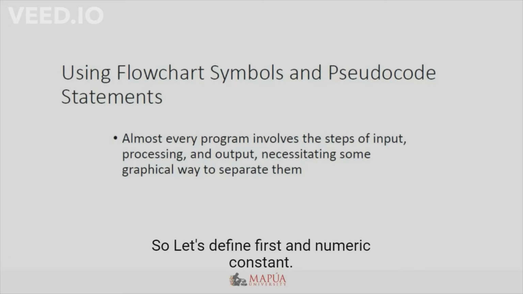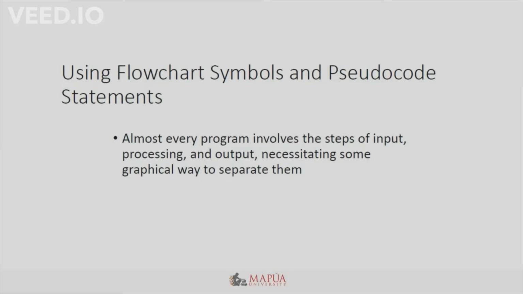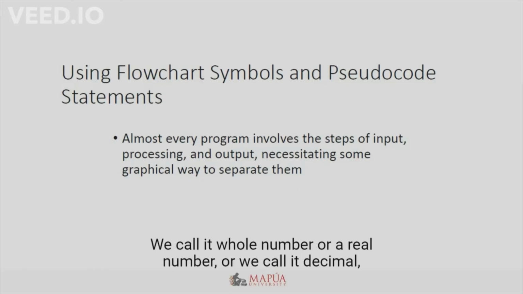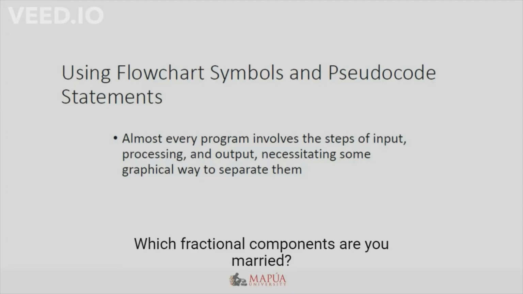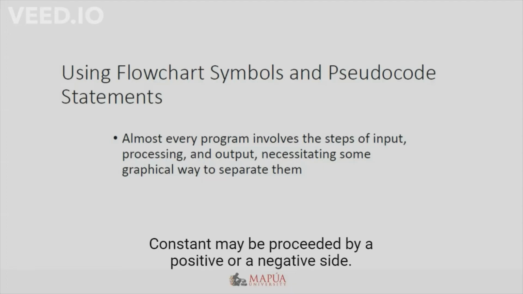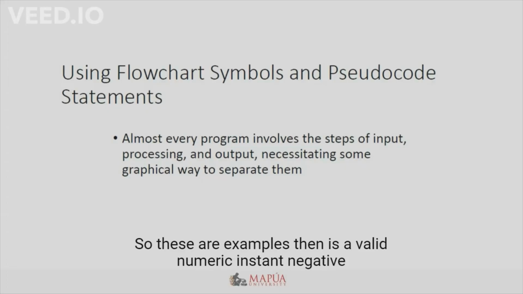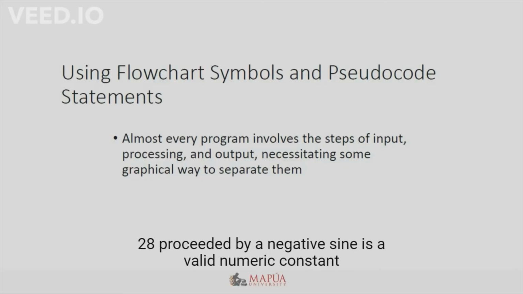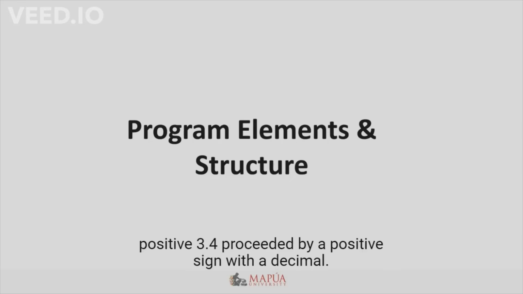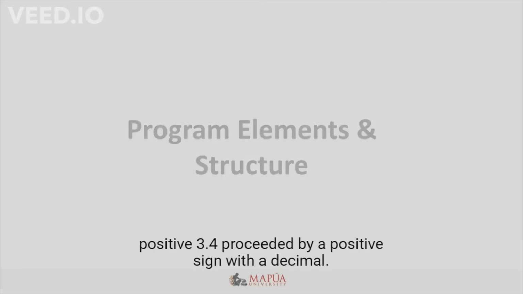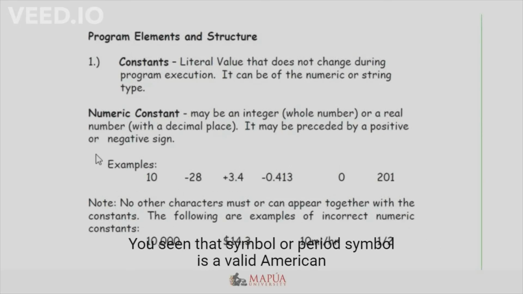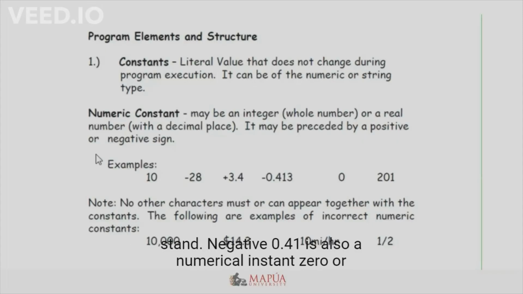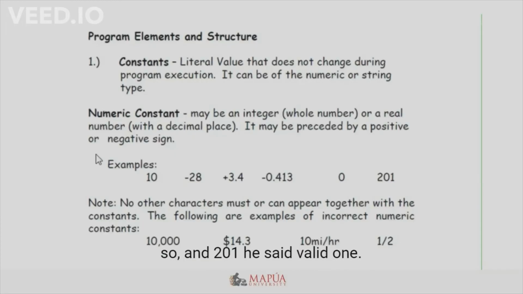So let's first define the numeric constant. A numeric constant may be an integer, which we call a whole number, or a real number, which has a decimal place or fractional component. And a numeric constant may be preceded by a positive or a negative sign. So these are examples. 10 is a valid numeric constant. Negative 28, preceded by a negative sign, is a valid numeric constant. Positive 3.4, preceded by a positive sign with a decimal place using the dot or period symbol, is a valid numeric constant. Negative 0.413 is also a numeric constant. 0 also, and 201 is a valid one.